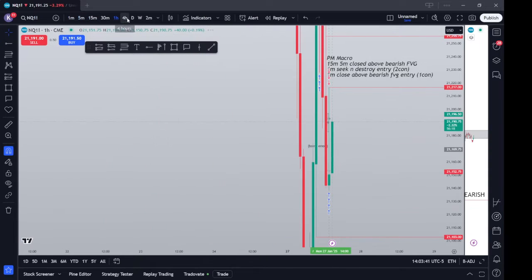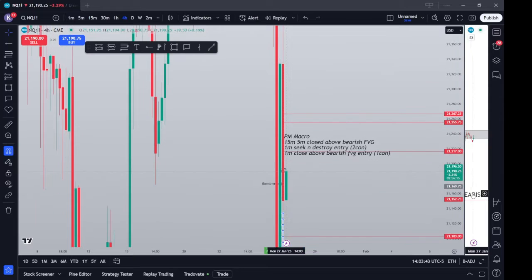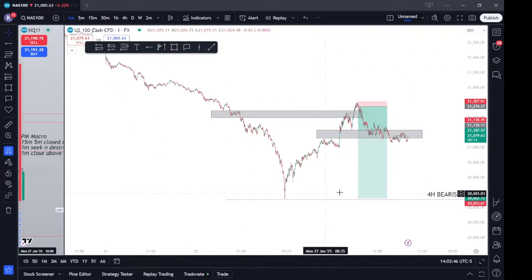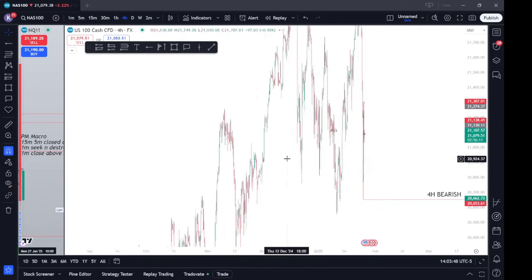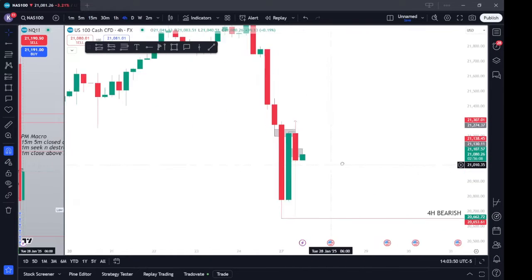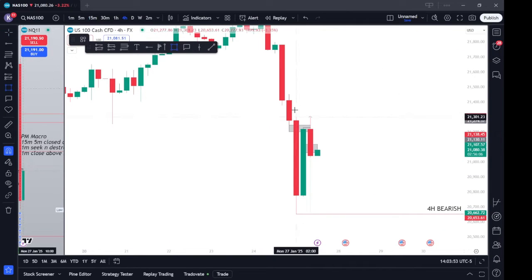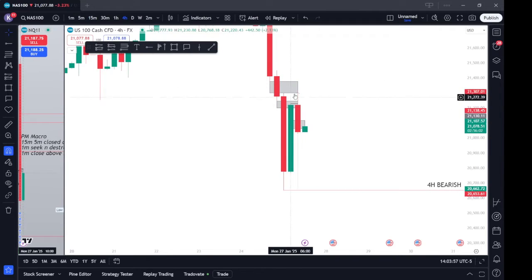But overall, I'm bearish. This is Nasdaq, right? This is Nasdaq as well. We're going on the 4 hour. It just tapped this 4 hour bearish fair value gap. And now it's on its way, right?